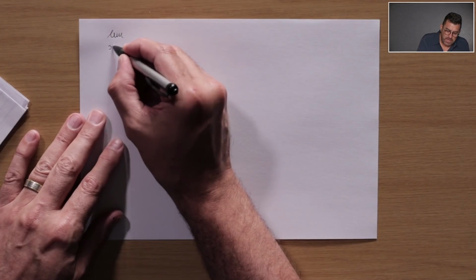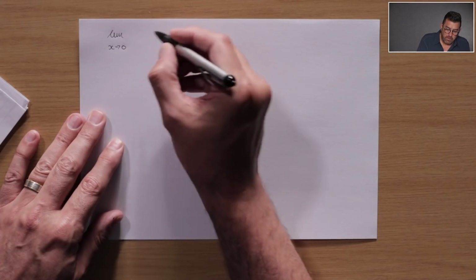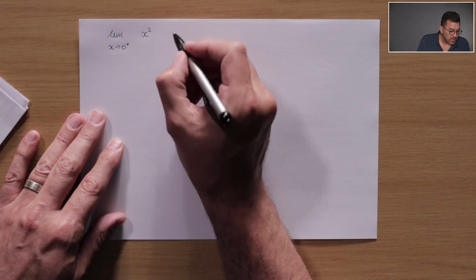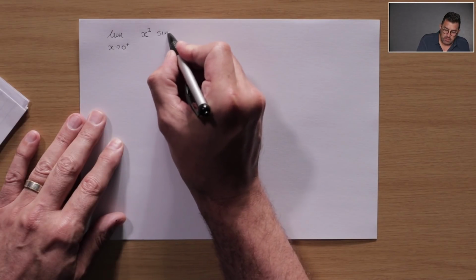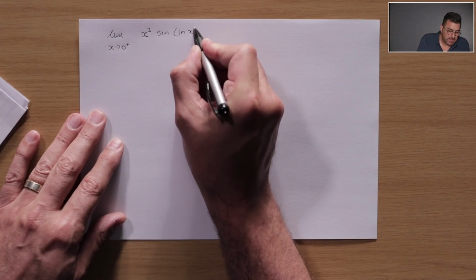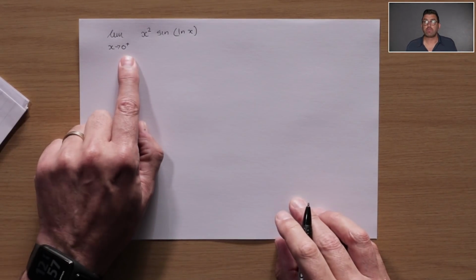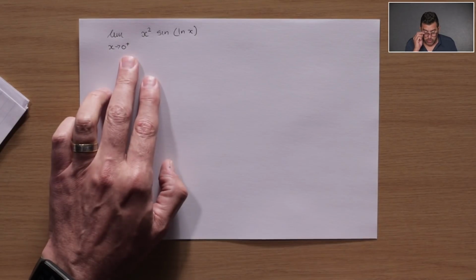Okay, our next one, we're going to bring in the log of base e, and to be even uglier, we're going to throw it in with a sine function. We're looking at the limit when x approaches 0 from the positive side of x squared, the sine of ln x. Now you need to understand why only from the positive, so let's quickly have a word about that.